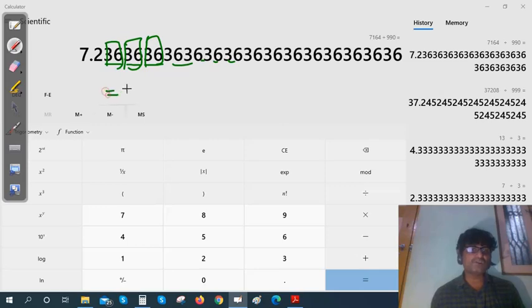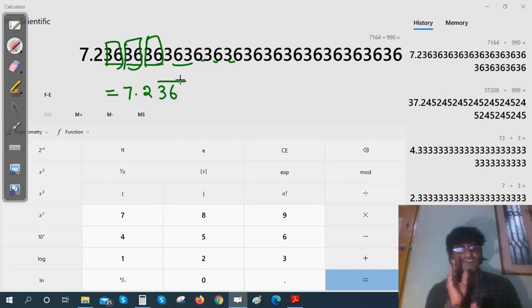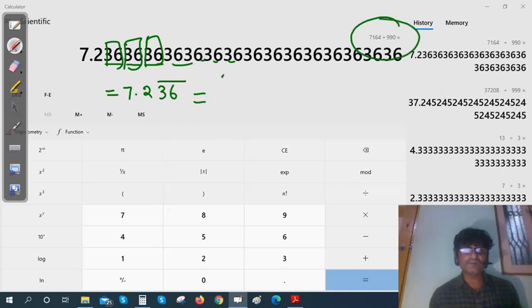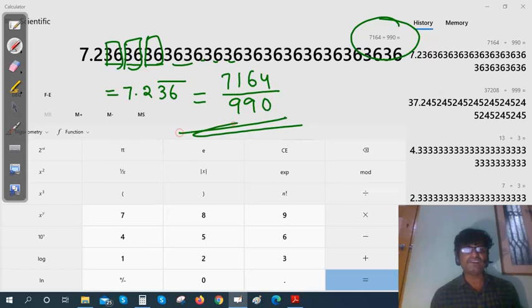So this is equal to nothing but 7.2 with 36 under the bar. Right, got it? So this is equal to what we did here, 7,164 divided by 990. Hope you understand this.